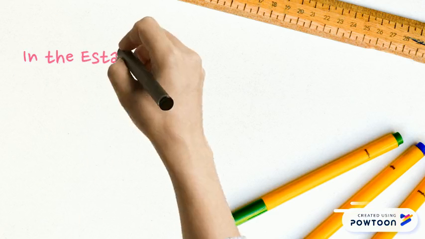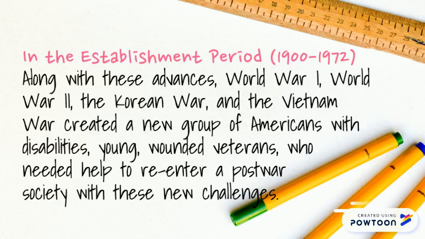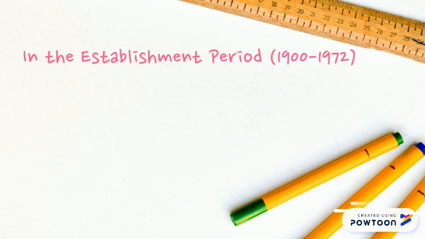In the establishment period, people with disabilities became a large percentage of the American population. Advances in medicine allowed children to survive diseases and birth difficulties at a higher rate than in the past. Along with these advances, World War I, World War II, the Korean War, and the Vietnam War created a new group of Americans with disabilities: young wounded veterans who needed help to re-enter the post-war society with these new challenges.